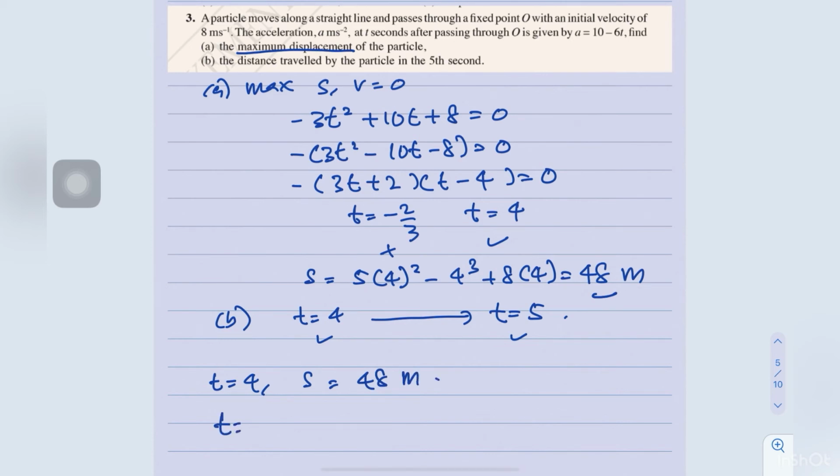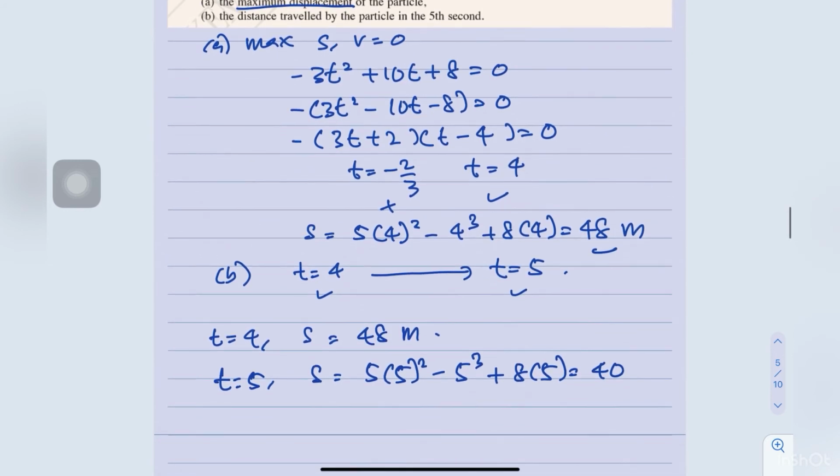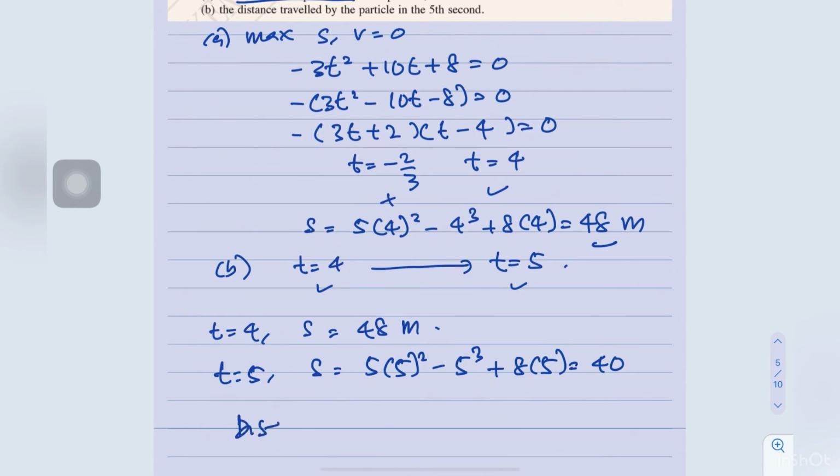When t equals 5, S equals 5 times 5 squared minus 5 cubed plus 8 times 5, which equals 40. So the distance traveled by the particle in the fifth second is 40 minus 48. Since it is distance, we put a modulus, which equals 8 meters.